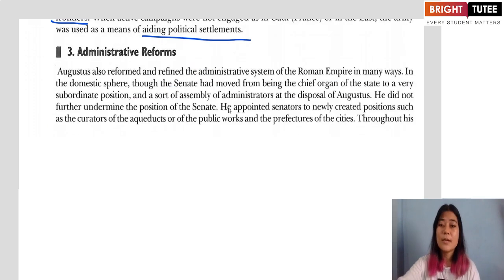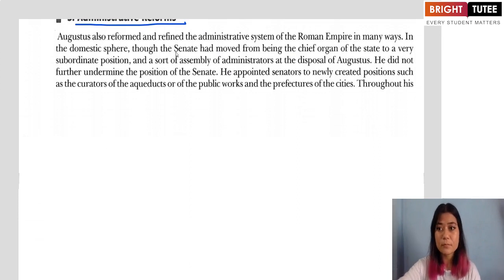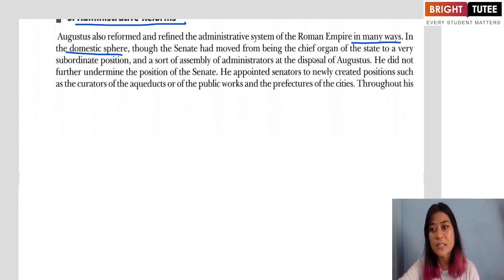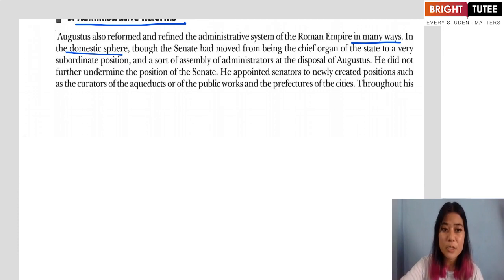Now, apart from military reorganization, Augustus also introduced administrative reforms. He reformed or brought changes to the administration of the Roman Empire in many ways. In the domestic sphere, the Senate had moved from being the chief organ of the state to a very subordinate position, a sort of assembly of administrators at the disposal of Augustus.